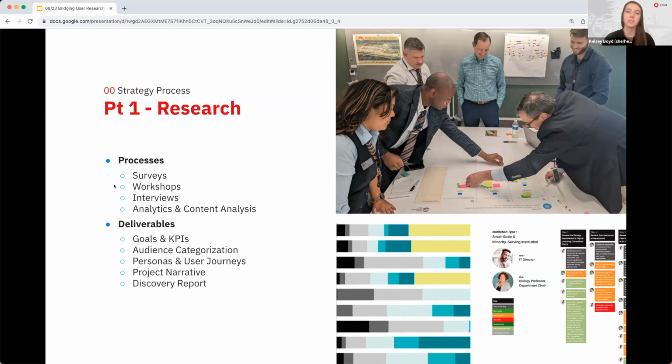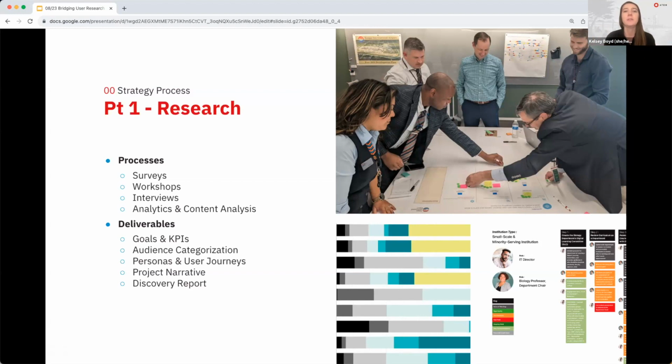And we really take all of that and start to package it into a few core deliverables. So that includes things like goals and key performance indicators, audience categorization, really understanding how your audiences break down both at a macro level and then different distinct, what we call psychographic needs, which we'll get a little bit more into later, personas and user journeys, and making sure that we capture the very human side of how people look to navigate through your site.